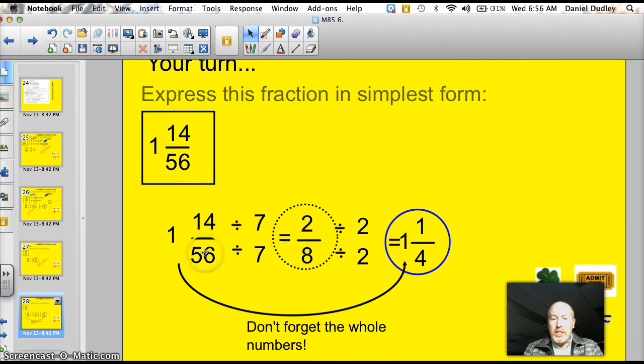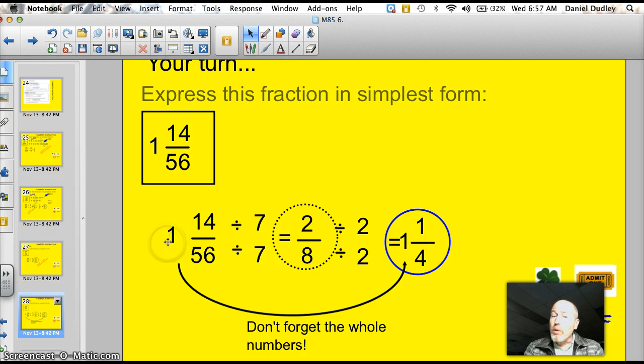Well, 14/56 is the fraction that we need to reduce. I knew that 7 went into both, so I divided 14 by 7, and I divided 56 by 7. I ended up with 2/8, a very familiar fraction that I knew could be reduced further. So I divided both the numerator and the denominator by 2, and I got 1/4.